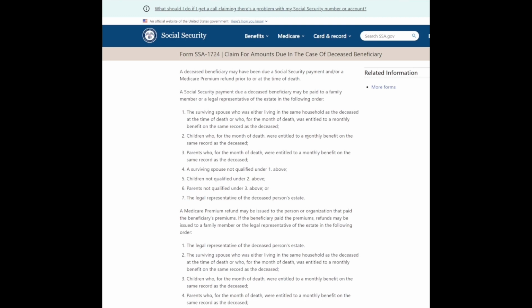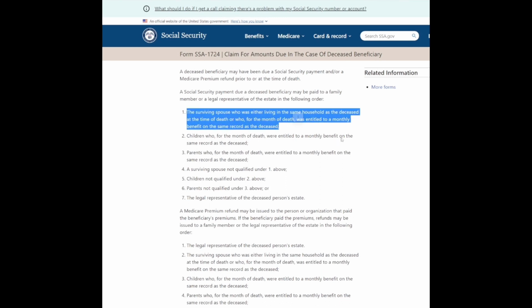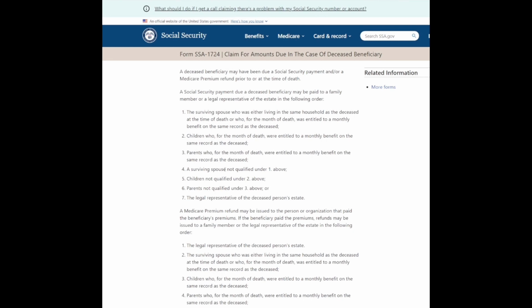It says who was either living in the same household or who was eligible for benefits on the record as a spouse. So again, if you're receiving an active spouse benefit off that person's record and you're separated, then you could still be paid, realistically. All right. So let's say that there wasn't this person. Let's say that maybe they were a widow or a widower, and there was no surviving spouse. Who's next on the list?